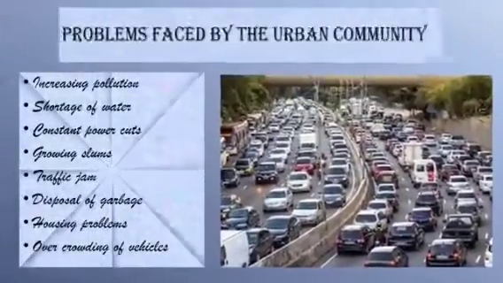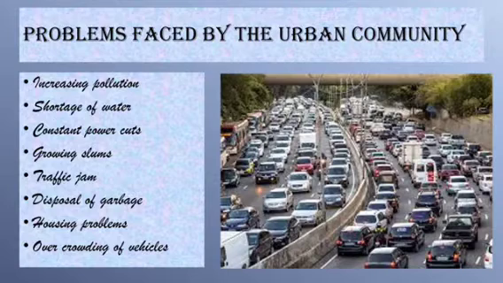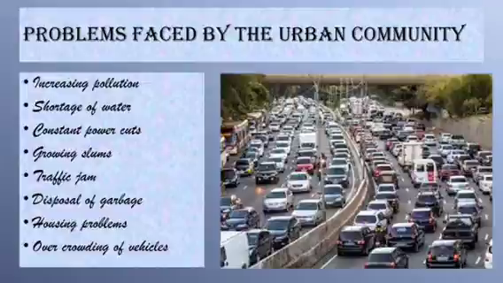We learned there were so many problems in the rural community. Now, what are the problems of the urban community? We are all staying in urban community. We know most of the problems. Let us list a few of the problems. Increasing pollution, shortage of water, constant power cuts, growing slums, traffic jams, disposal of garbage, housing problems, and overcrowding of vehicles. Let us see some of the problems one by one.